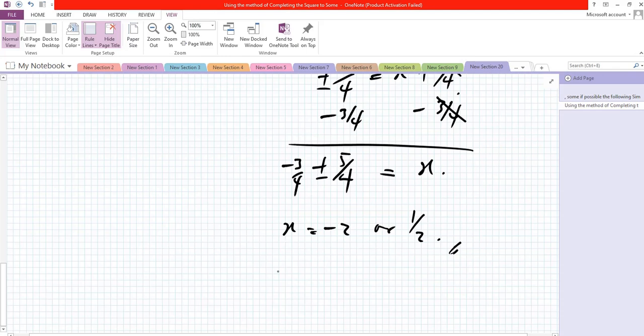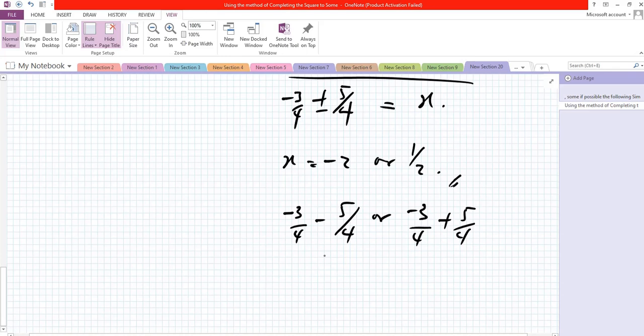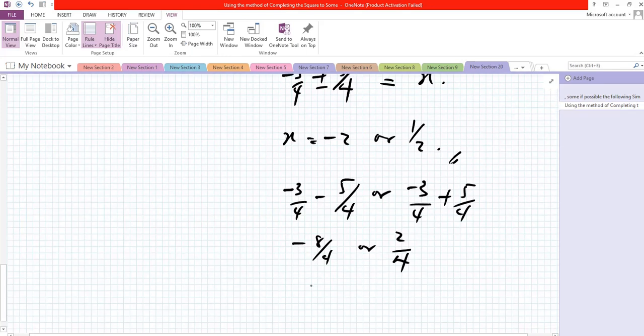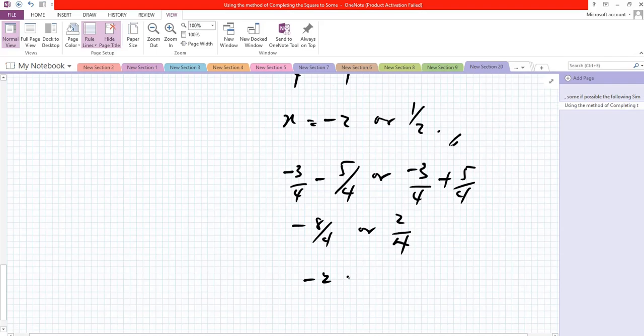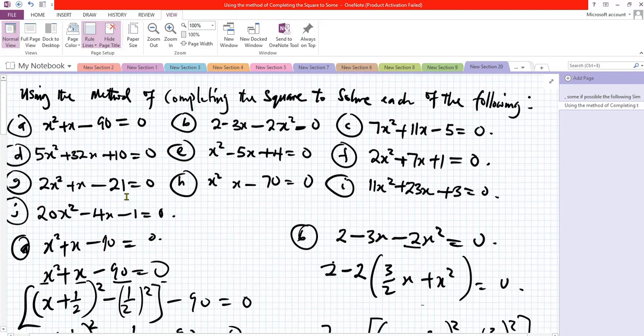Now with this you have minus 3 over 4 minus 5 over 4, or minus 3 over 4 plus 5 over 4. So this will give you minus 8 over 4, or this will give you 2 over 4, plus minus 3 plus 5 is 2. When we divide this, we have minus 2 over 2.